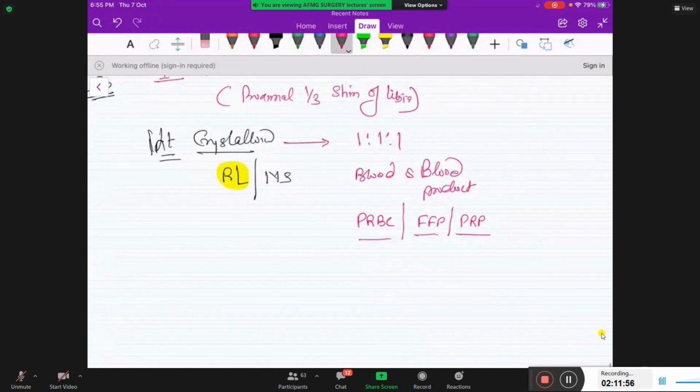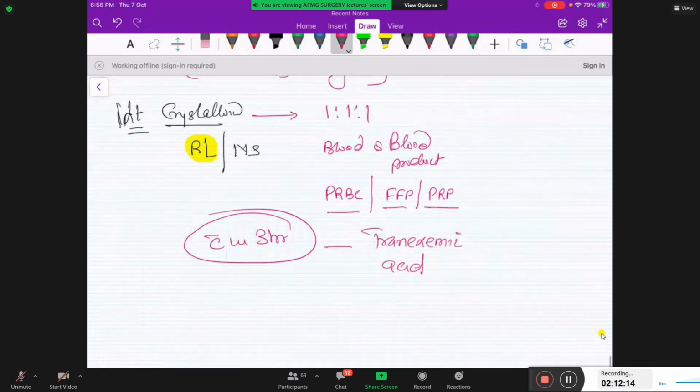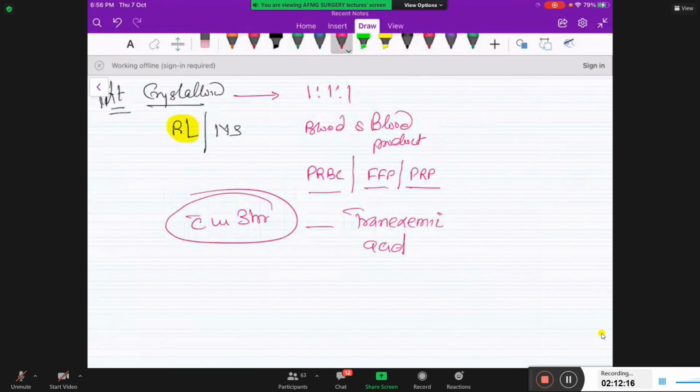And now they say, if the patient comes within 3 hours, only when the patient is received within 3 hours, not after that, we should also give tranexamic acid. What is tranexamic acid? It is an anti-fibrinolytic agent.